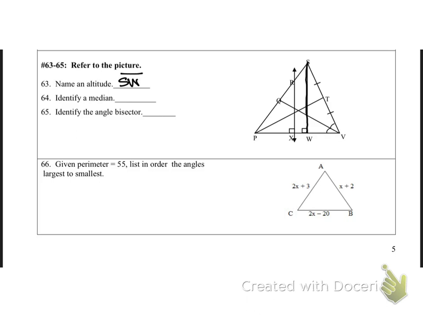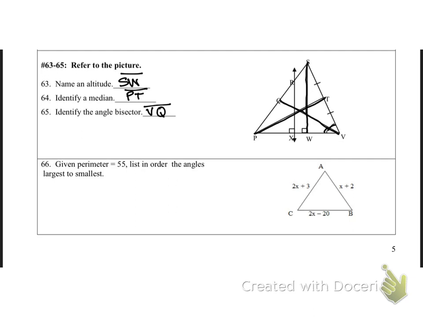Identify the median. So the median starts at a vertex and hits the very middle of the opposite side. So that's going to be this line right here. So that's line segment PT. Identify the angle bisector. An angle bisector means it's going to bisect an angle. So VQ is the one that's bisecting the angle right there. So that's going to be VQ. Don't forget to also know perpendicular bisectors as well.